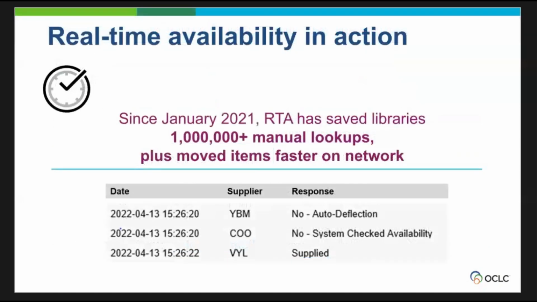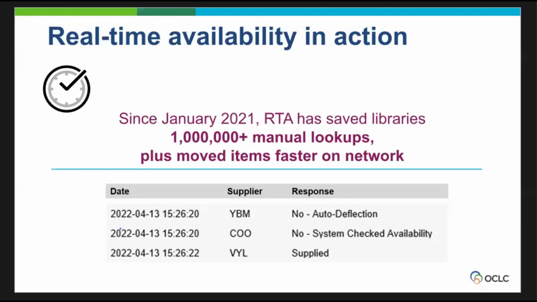Okay, so this is just to show you how quickly real-time availability can help. We've been using this example for a long time, but it's a pretty cool example, actually. You get the response, so this one said no because there was a deflection from that library already set. And this one was that this library had real-time availability and the shelf status was no. And then the third lender, and you know, it went to the third lender in 2 seconds.